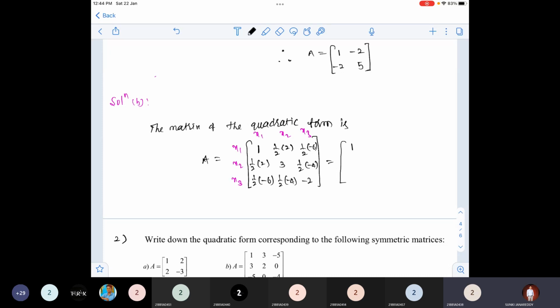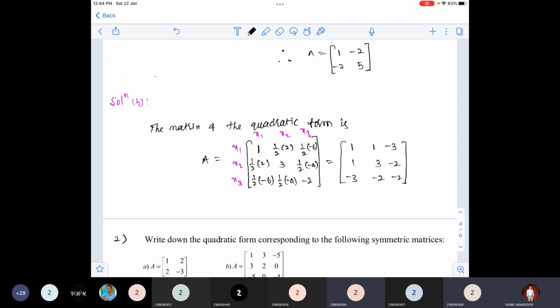Here the first one is 1, next 1, 1, 1, next minus 3, 1, 3, minus 2. Minus 3, minus 2. Next minus 3, minus 2, minus 2. Okay, now it is the required symmetric matrix.